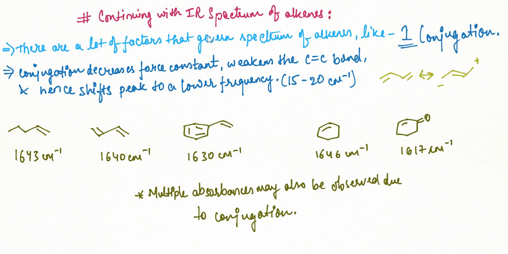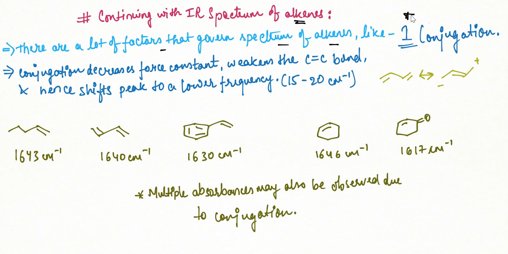Alright guys, so now we are going to continue with the IR spectrum of alkenes. We talked a bit about the alkane and alkene spectrum, the cis and trans alkene, how the dipole is changing the intensity of the peak. Okay, we talked about that. So here we are going to continue with the IR spectrum of alkenes, and there are a lot of factors that govern the spectrum of alkene.